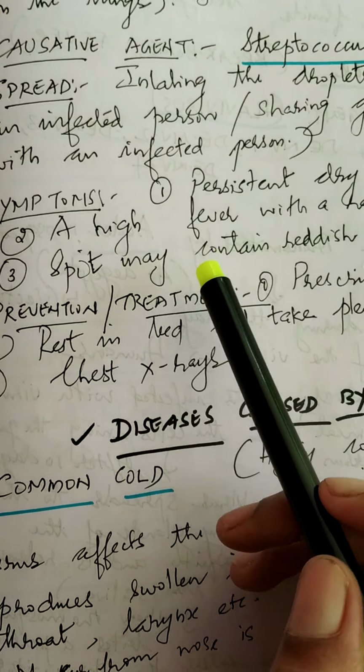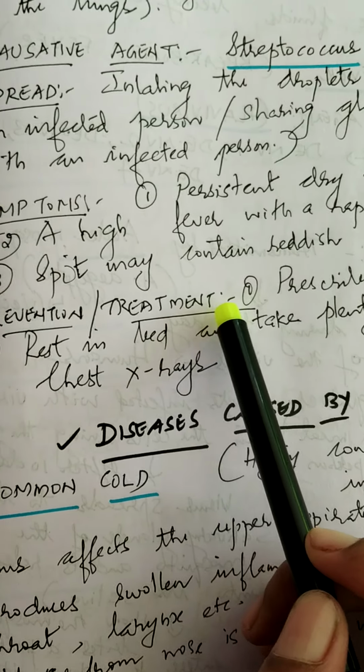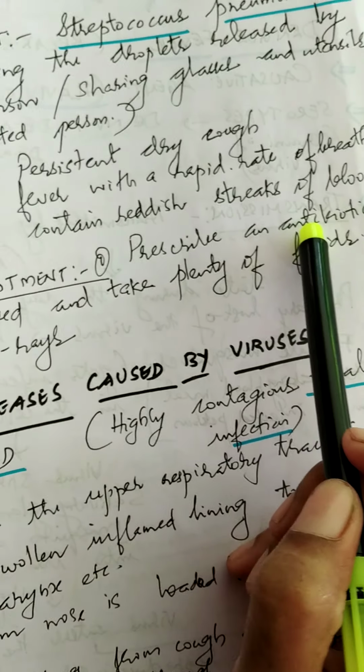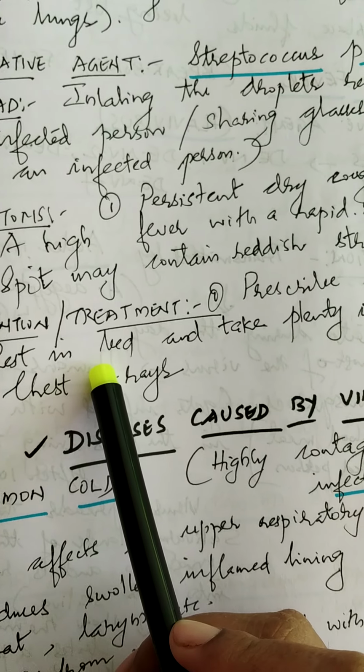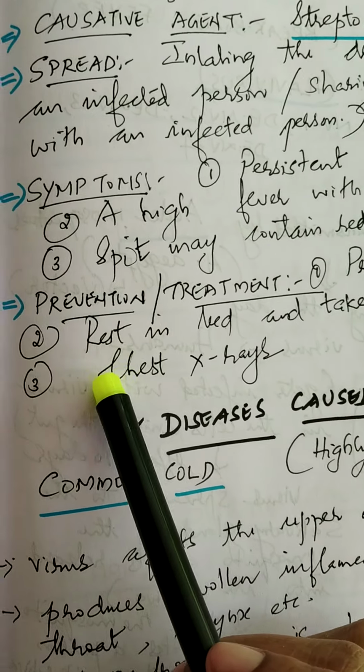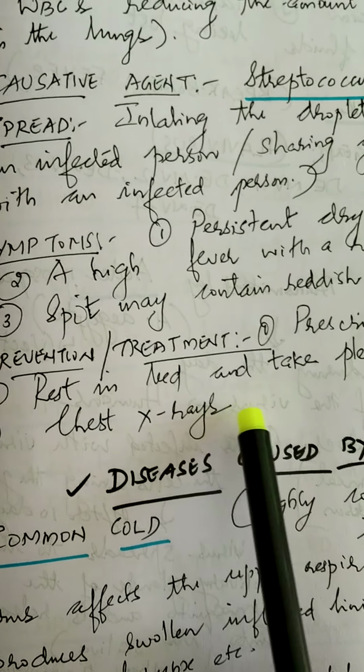Now coming to the prevention or treatment of pneumonia, prescribing antibiotics is one method. The other one is taking rest in bed and drinking enough fluids. Then the last one is that chest x-rays can be taken.